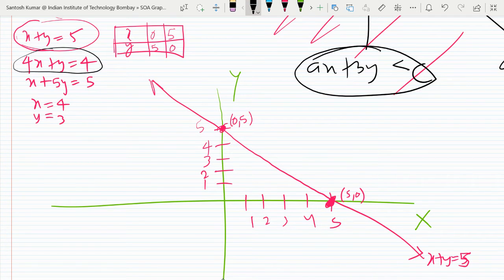Then what is 4x plus y equal to 4? Again, you put x is equal to 0. When you put x is equal to 0, y will be 4. So this is the point. This is the second line I'm drawing. So when x is 0, y is 4. When y is 0, so when y is 0, what is x?